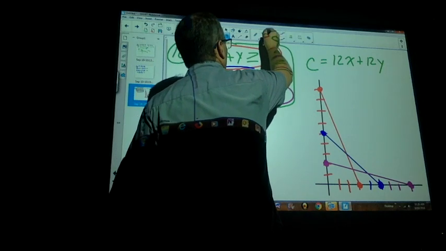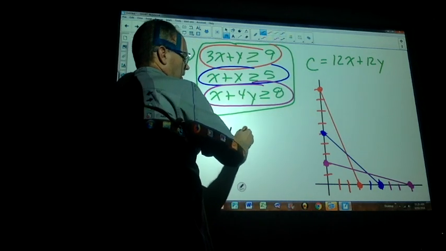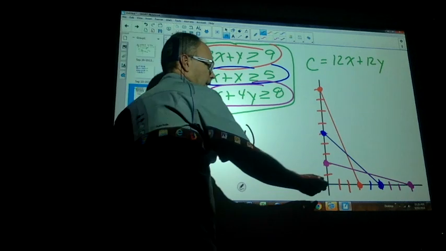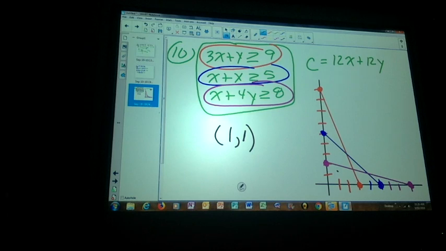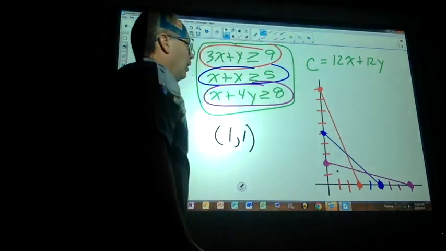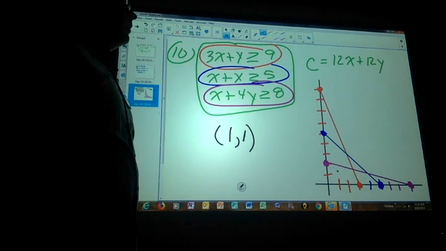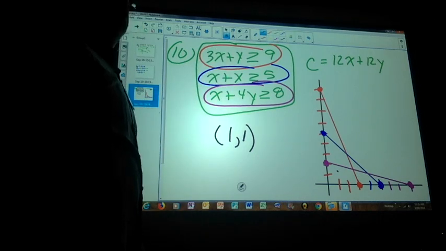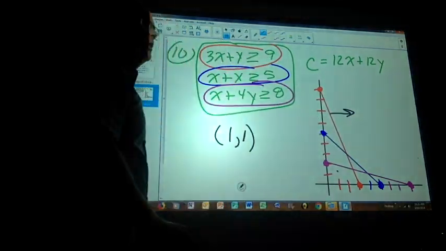The hard part about doing this is thinking about your test point. Let's pick 1, 1 right there. Does everyone agree that 1, 1 is on one side or the other of all of our lines? I'm thinking this is our bounded region here, but let's make sure. So in the red, I plug 1, 1 in, so I get 4 is greater than 9. Is that true or false? False. So I'm going to shade on this side of the red.